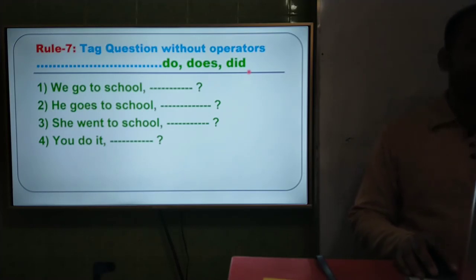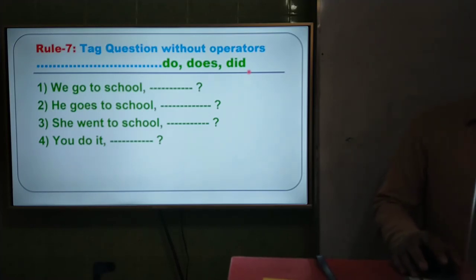And we know that there is no auxiliary verb or operator in present indefinite or past indefinite. In present indefinite we shall use "do" or "does", and for past indefinite we shall use "did".